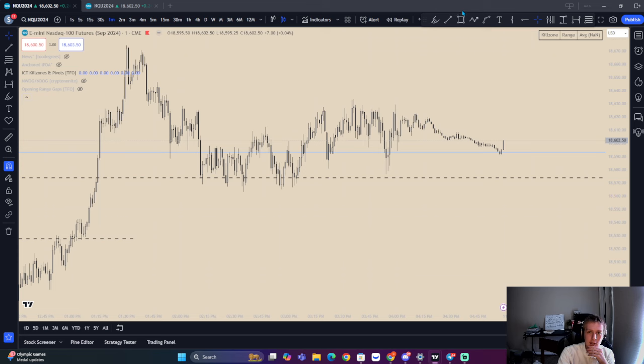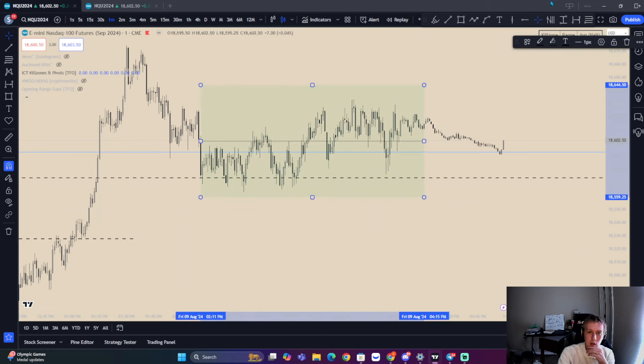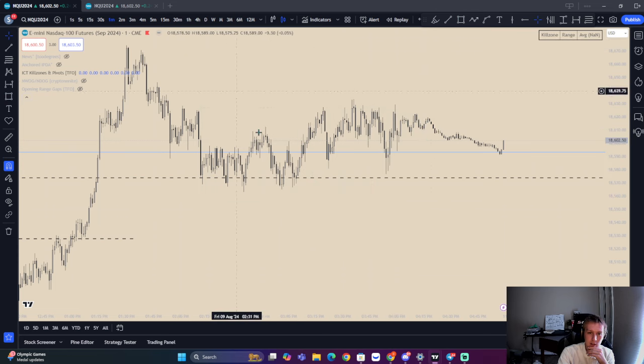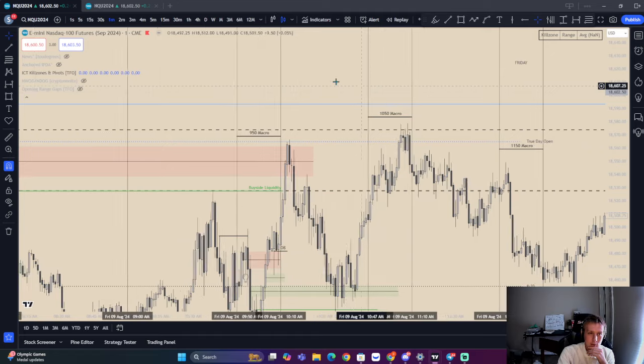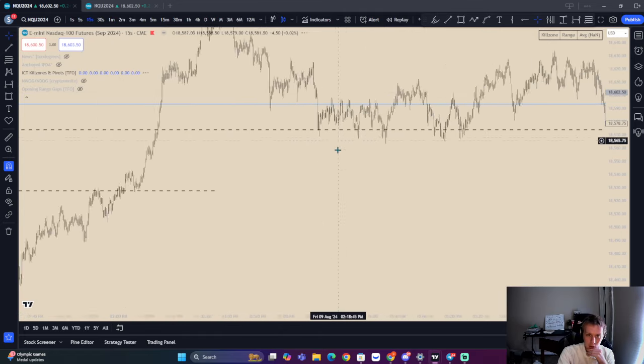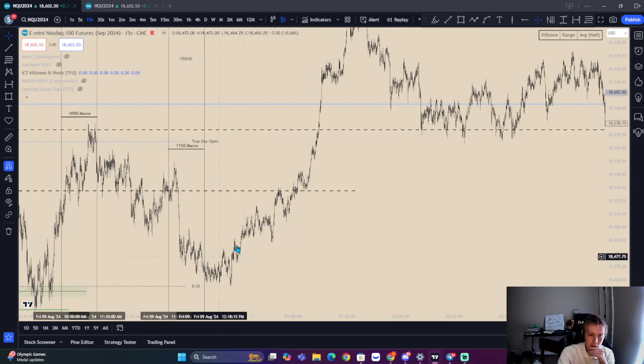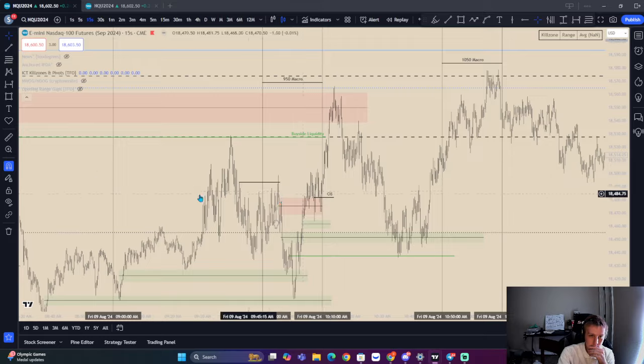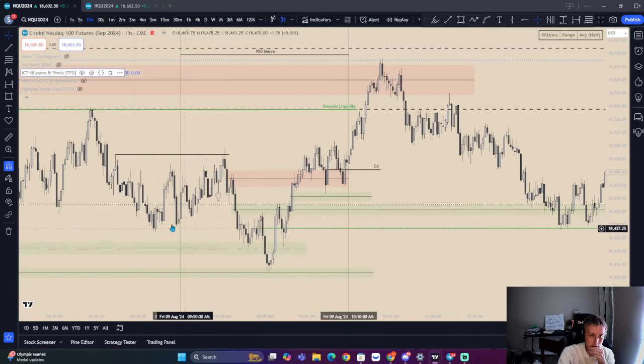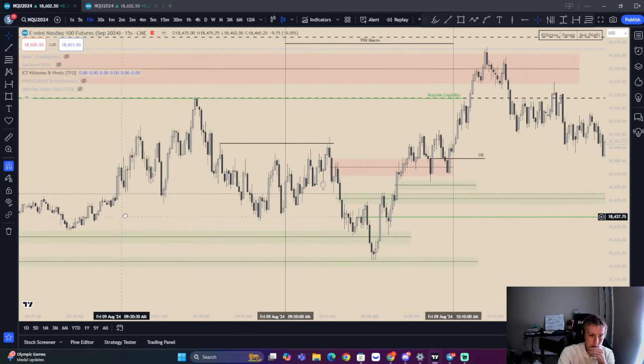And then this, I don't really want to go over this at all. There's absolutely nothing here. There's absolutely nothing there. So I don't really want to go over that. So we go into a 15 second chart. Just kind of want to see fluctuations around 9:30. So as you can see, we have 9:30.